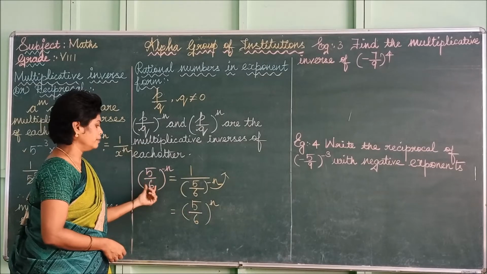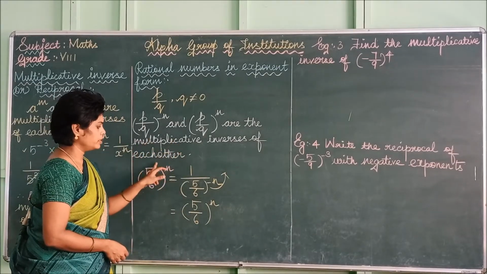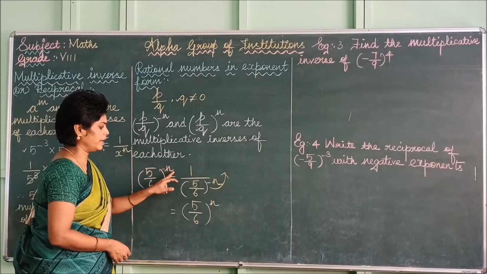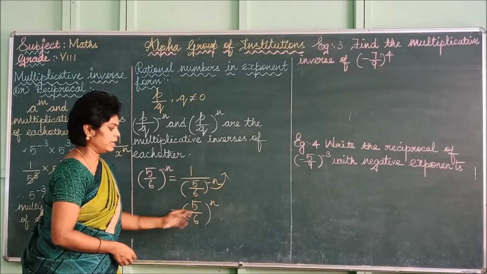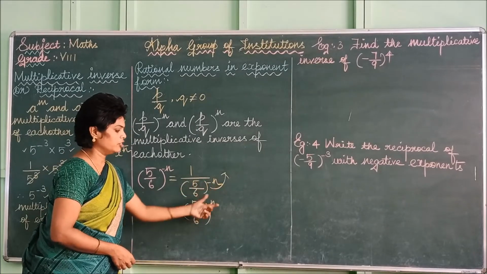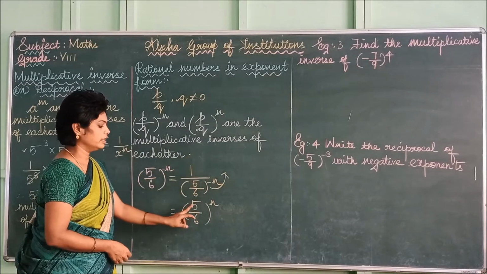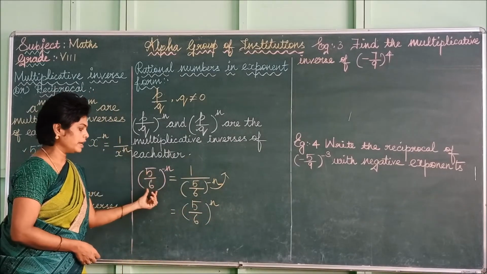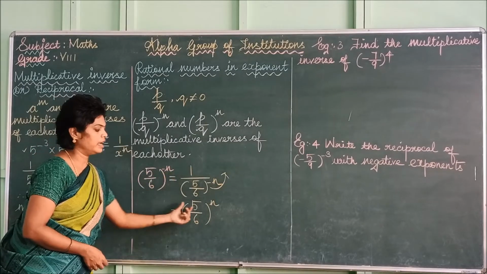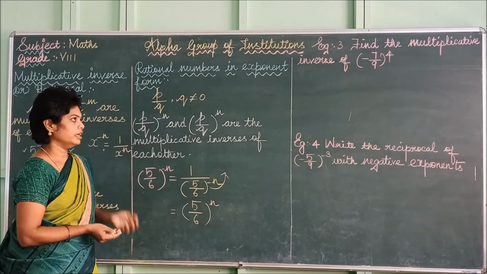So listen here, (5 by 6)^(-n). The multiplicative inverse of (5 by 6)^(-n) is equal to 1 divided by (5 by 6)^(-n). So it is negative. We are changing to positive, meaning this denominator goes to the numerator. That is (5 by 6)^n. Now we can say (5 by 6)^(-n) and (5 by 6)^n are the multiplicative inverses of each other.